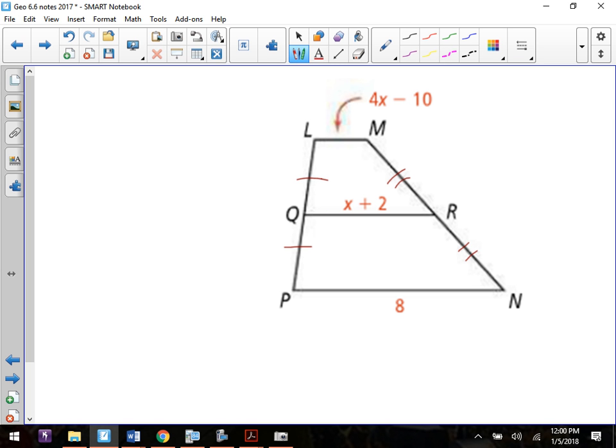And like we've done so many other times throughout the semester, I always like to write down formulas of what things are before I try to do any of the work. It helps you figure out where things are going to go, what parts get substituted to what. So I know that the mid segment is half the sum of the bases.